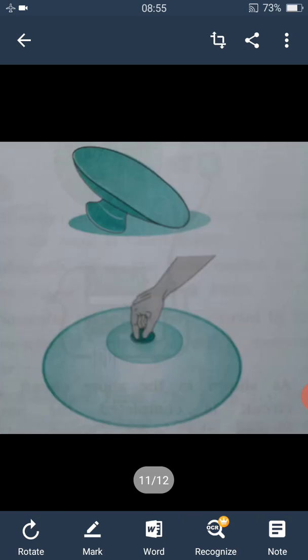So here in the above activity we have seen the water has not spilled out and the cardboard has not fallen down. The reason is that atmospheric pressure exerts a pressure on the cardboard in the upward direction. Is that clear?